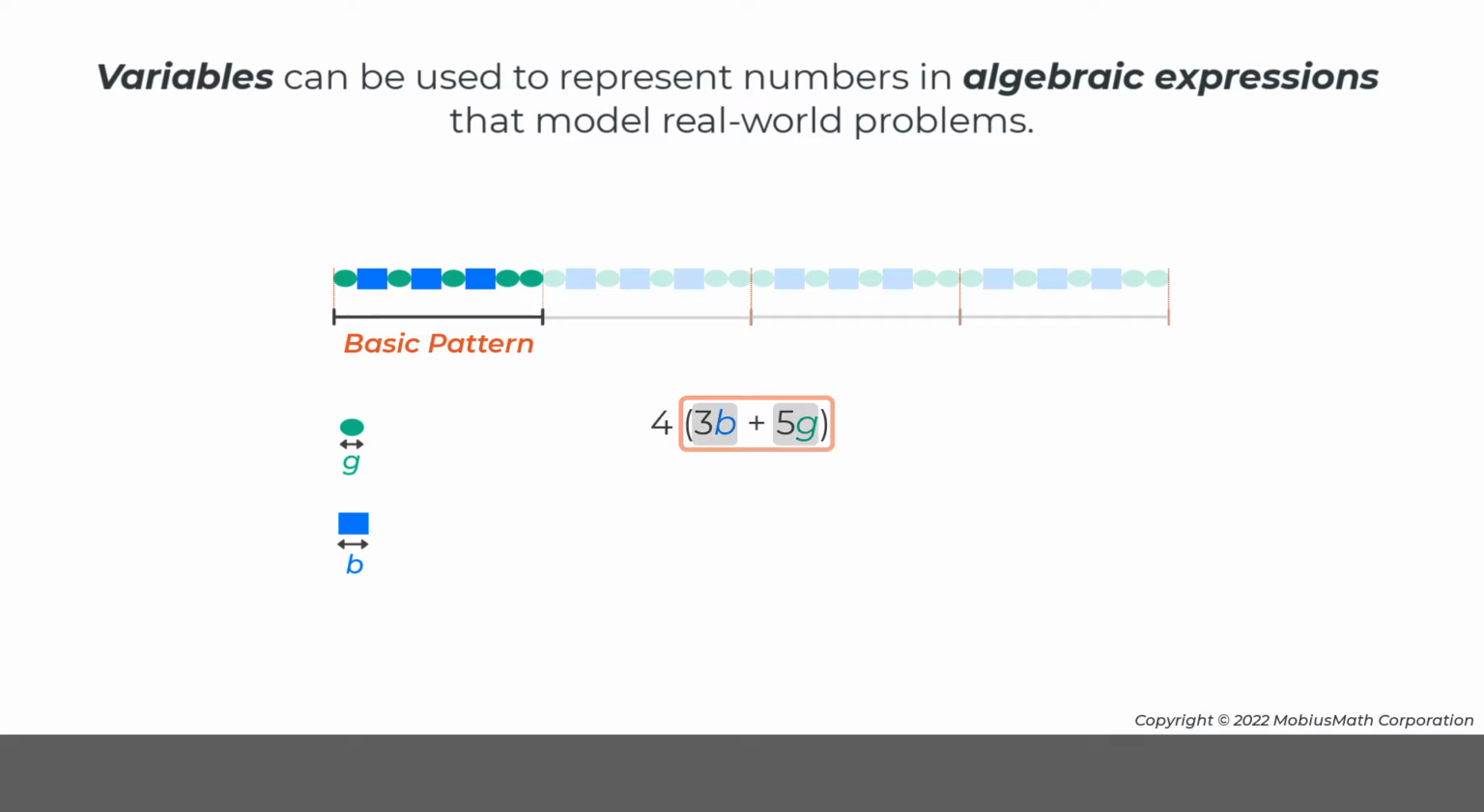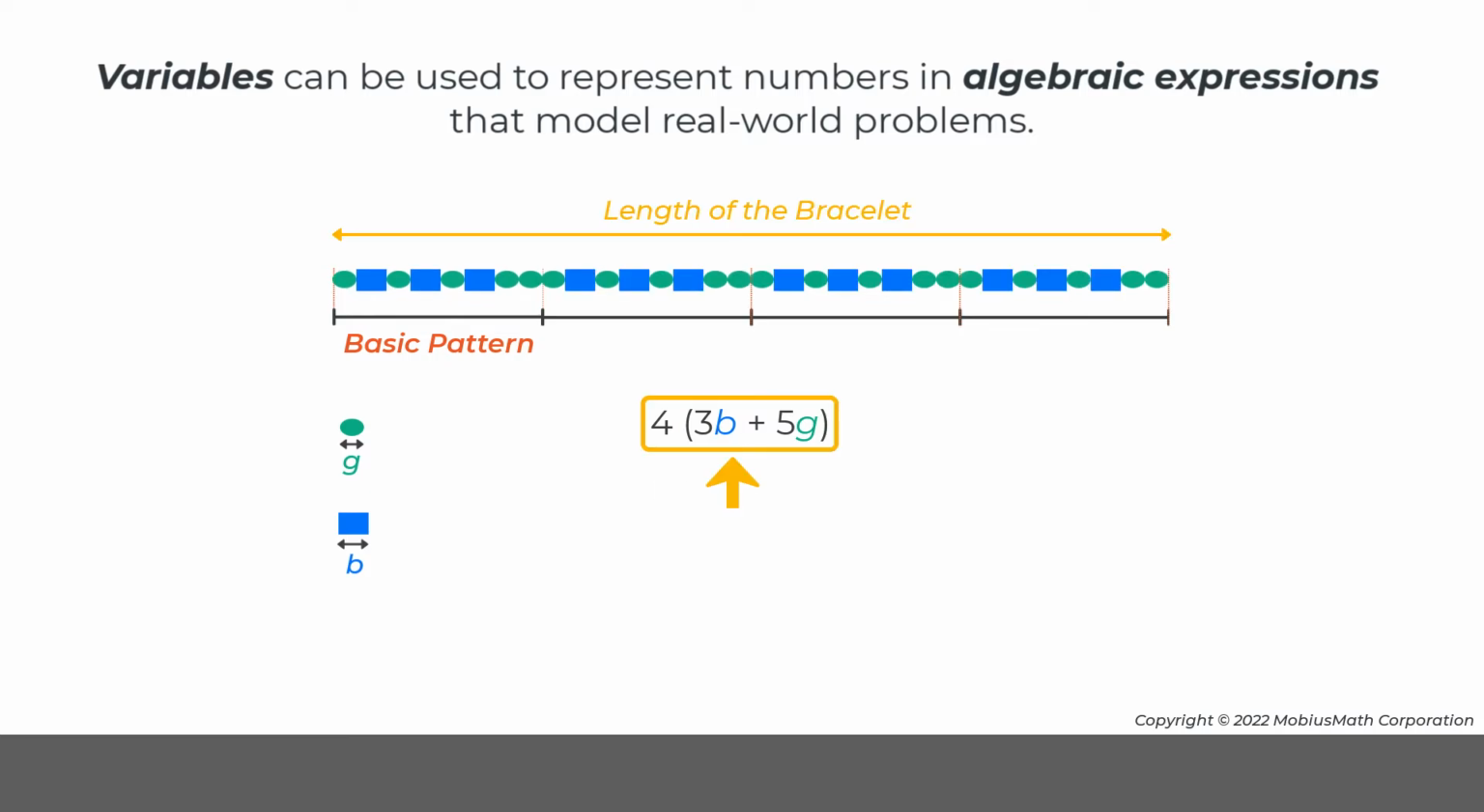Each term inside of the parentheses represents the number of beads of that color, the coefficient, multiplied by the length of that color bead, the variable. The length of the basic pattern is then multiplied by 4 to equal the length of the bracelet.